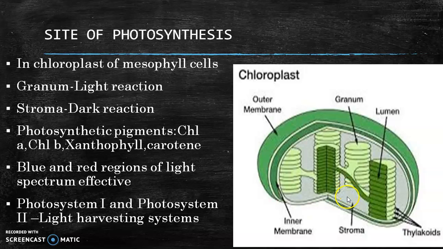Inside, the grana are interconnected with each other by the Fret membrane, and the matrix portion is called the stroma. What to remember here is that the granum is the important region for the light reaction, and the dark reaction occurs in the stroma part of the chloroplast. All the photosynthetic pigments help in this process, namely chlorophyll A, B, xanthophyll and carotene. Blue and red regions are found to be very effective for photosynthesis, and there are two systems, namely photosystem 1 and 2, and they are considered the light harvesting systems.